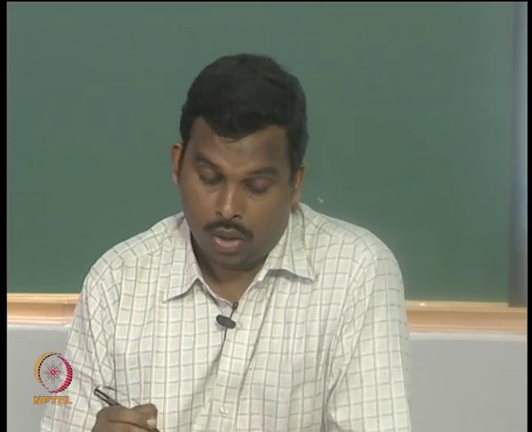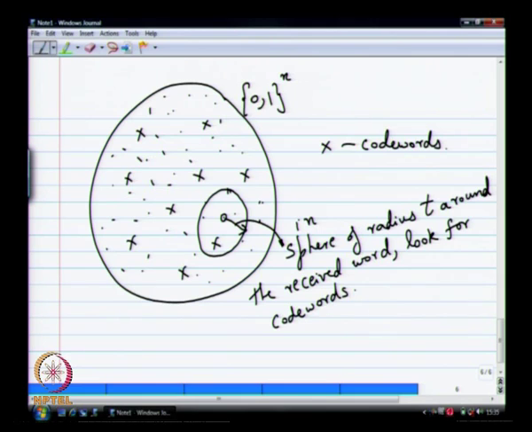Okay. So ML is a little bit different. What do you do in ML? What you do is, from the received word, you look at every possible code word and compute the distance from every possible code word, and then pick that code word which was closest. So that is a little bit different. You do not restrict your space to within a sphere of radius t around the received word. You look at every possible code word, find the distance from it, and then pick the one which is closest. That is what you do in ML. So that is different from this.